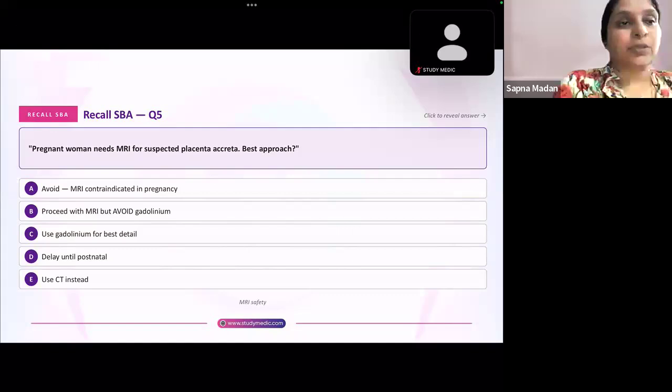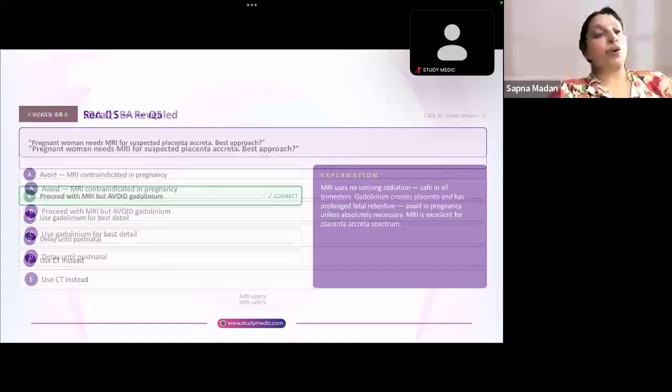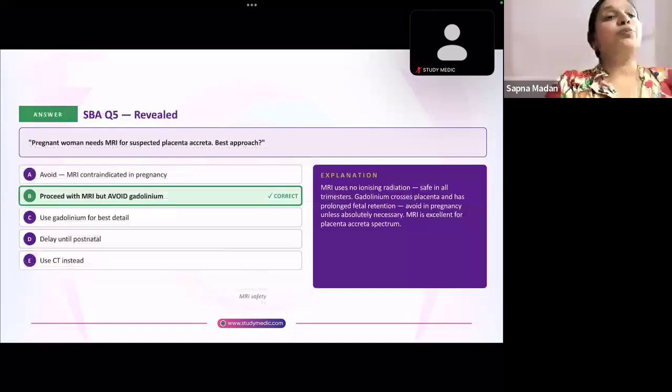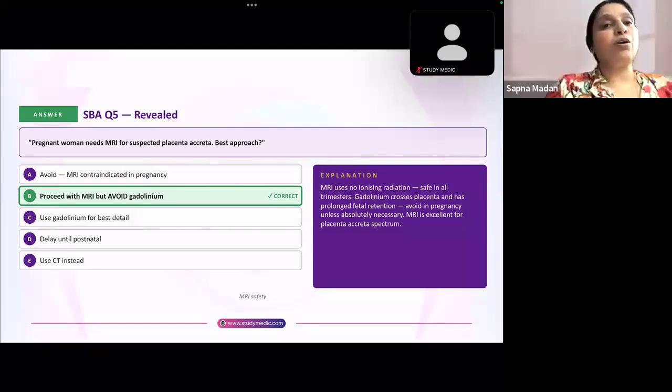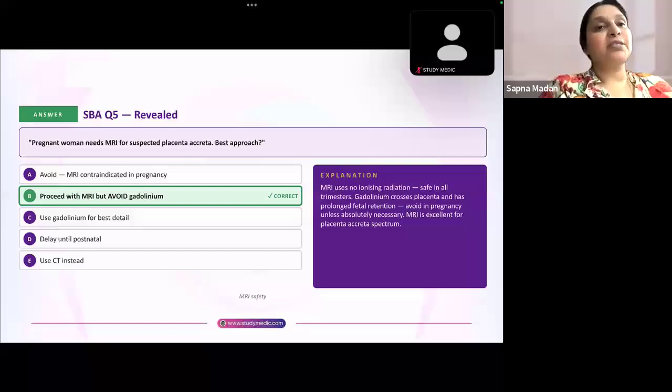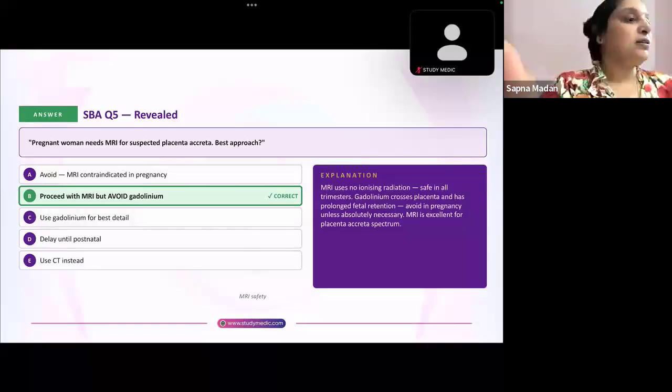So this is all fresh in our mind. I'm sure you have all got it right. You have to proceed with it, but avoid gadolinium. MRI uses no ionizing radiation and is safe in all trimesters. Gadolinium crosses the placenta and has prolonged fetal retention. You have to avoid it in pregnancy unless absolutely necessary. MRI is excellent for placenta accreta spectrum.